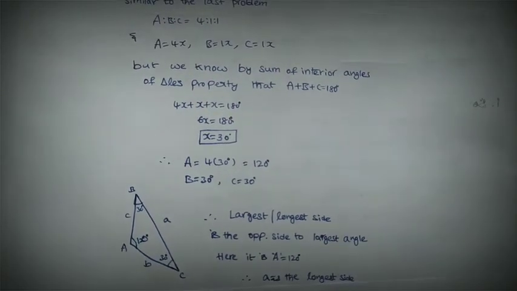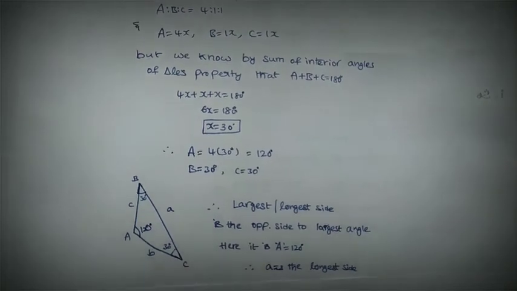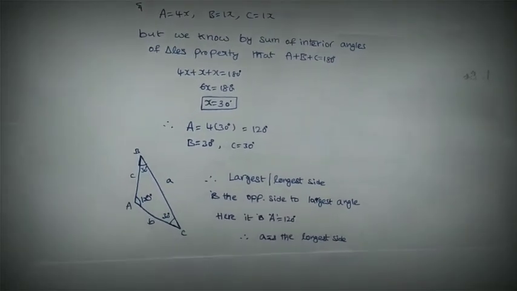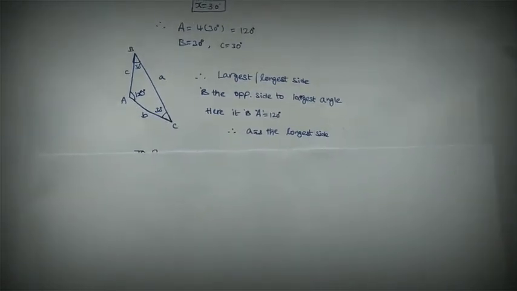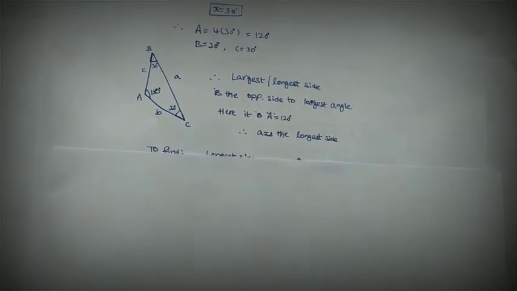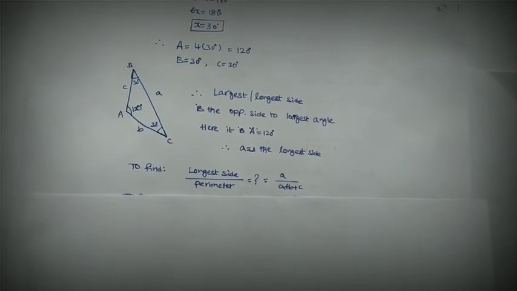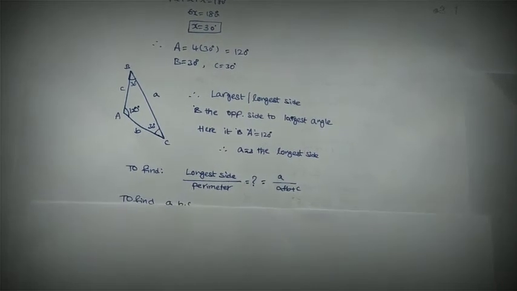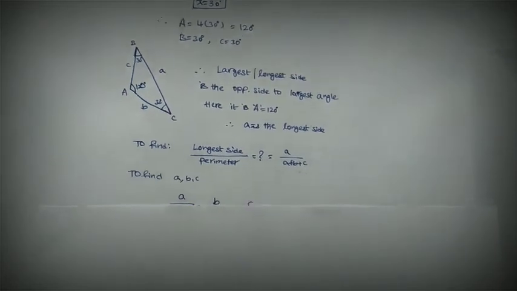this, and obviously the side opposite to the greater angle will be our largest side. So here the greater angle is 120 degrees, which is angle A. So the side opposite to it is small a. So small a is the largest side, so we have to find a by, what is the formula for perimeter of a triangle, which is a plus b plus c, isn't it? Yes. So the same way we are applying here, longest side a by a plus b plus c.